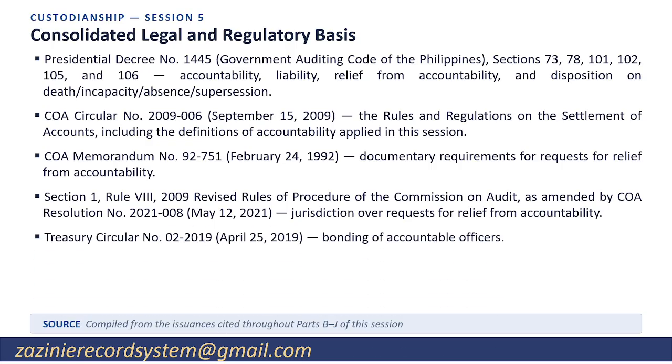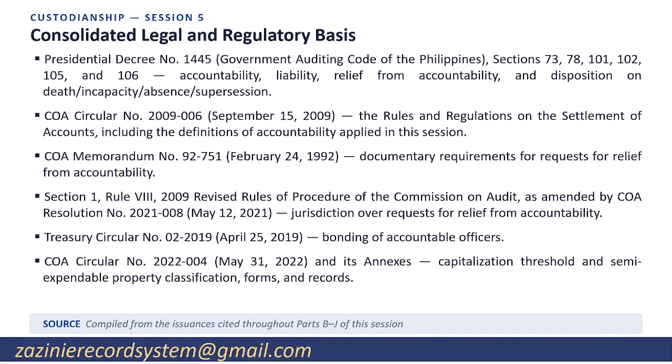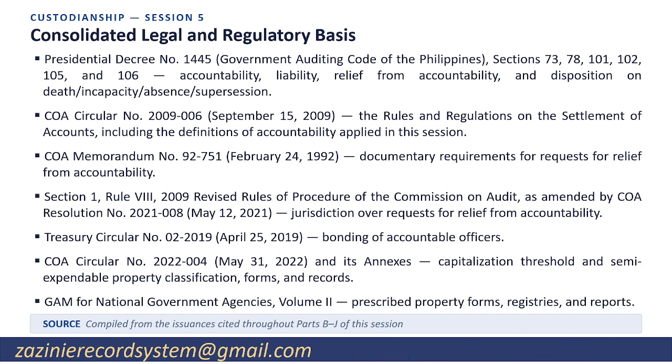Treasury Circular No. 02-2019, April 25, 2019, Bonding of Accountable Officers. Commission on Audit Circular No. 2022-004, May 31, 2022, and its annexes, Capitalization Threshold and Semi-Expendable Property Classification, Forms, and Records. GAM for National Government Agencies, Volume 2, Prescribed Property Forms, Registries, and Reports.